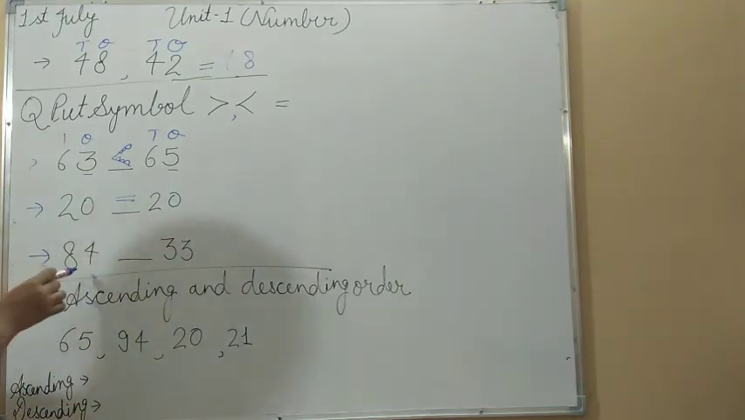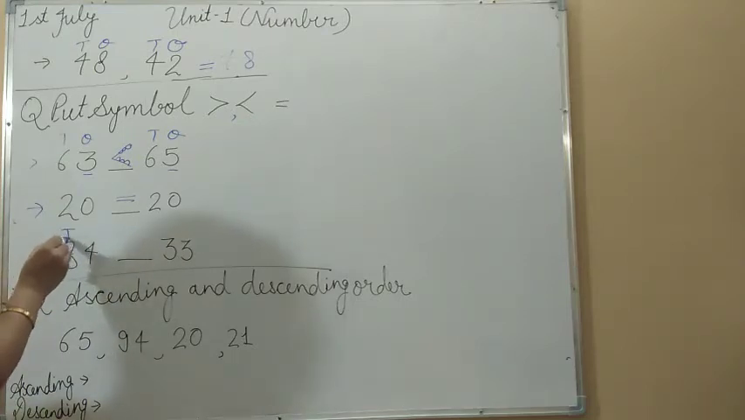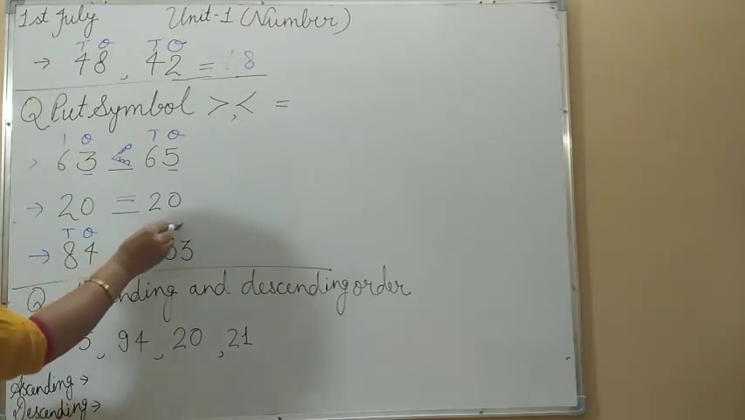Now 84 and 33. Which is the bigger number? Compare their tens and ones places again.